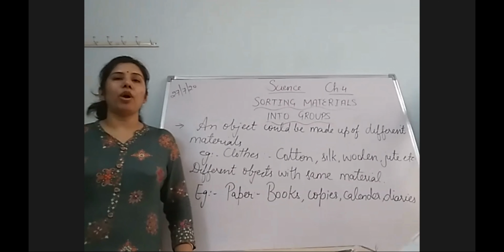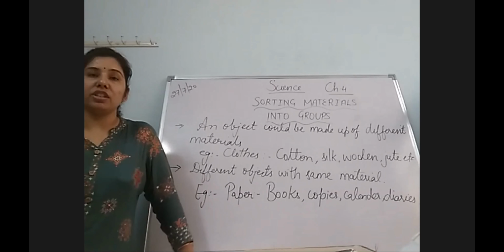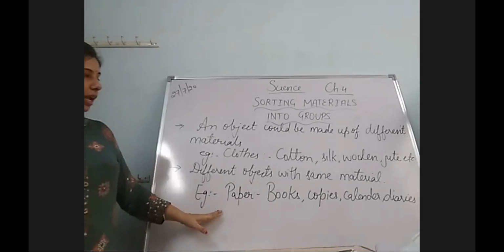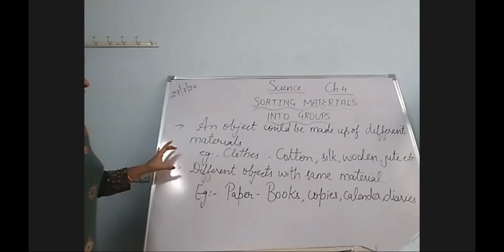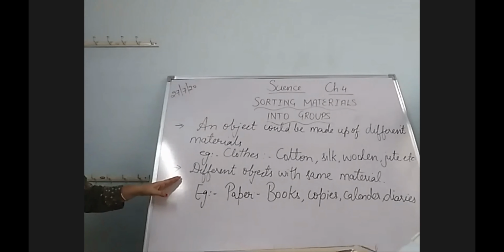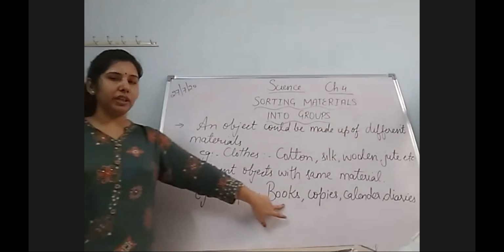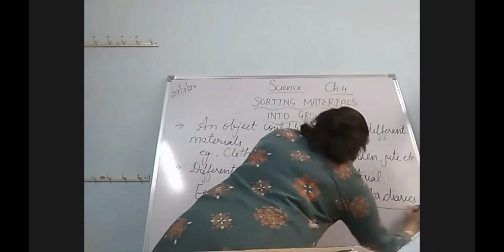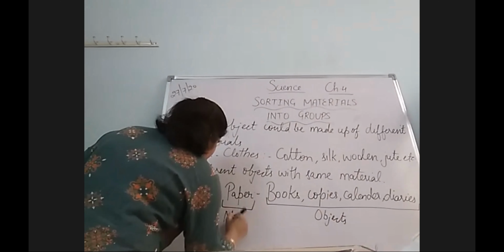Objects जो चीजें आपको अपने चारों तरफ दिखती हैं और material यानी जिस चीज के वो बने हैं, right? So paper से आप books भी बना सकते हो, copies भी, calendars भी, diaries, right? So it means different objects with same single material. What is the material? Paper. What are the objects? These are the objects. Okay, so all these are being kept. These are the objects, and this is the material.